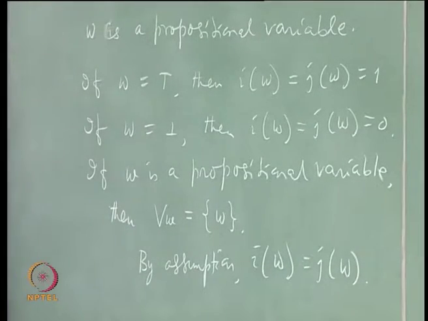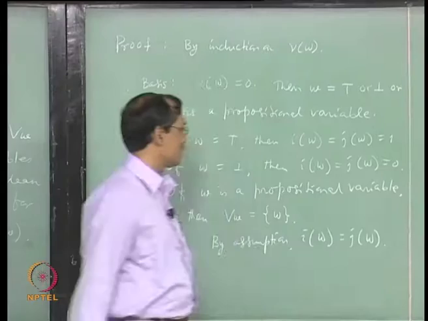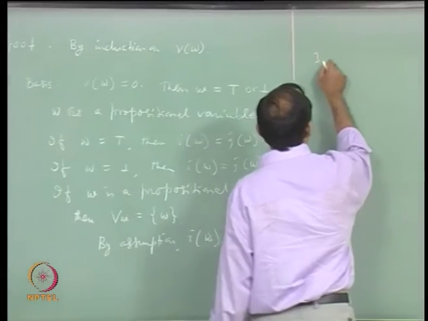That I and j both agree on V w. In V w there is only one member, on that they agree. So, I of w must be equal to j of w. So, this clears the basis step. Now, in the induction step we lay out the induction hypothesis.